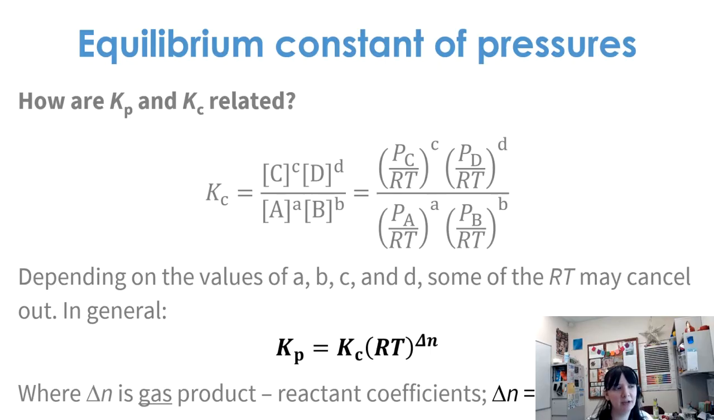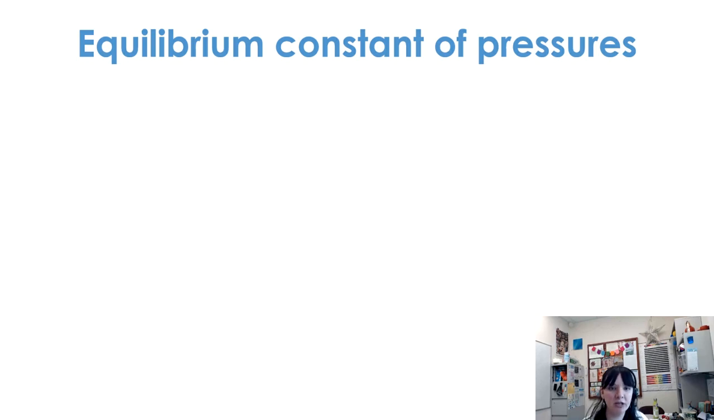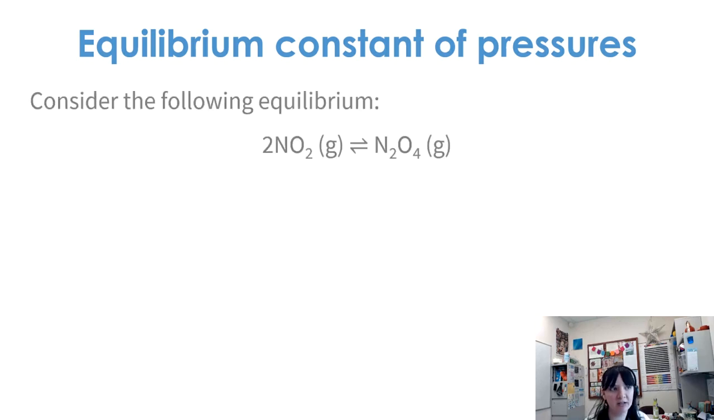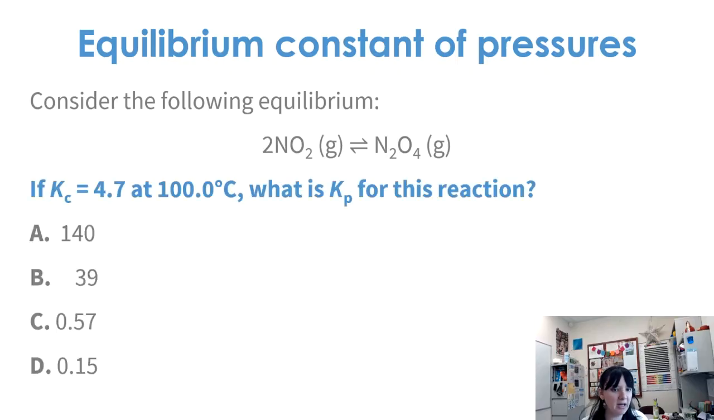But let's go ahead and look at some examples using this equation and calculating the equilibrium constant of pressures. So consider this reaction of nitrogen dioxide converting into dinitrogen tetroxide. Now let's say that at 100 degrees Celsius, the equilibrium constant for this reaction in terms of concentrations, so Kc, is equal to 4.7. What does that mean about Kp for this reaction? Go ahead and pause, take a moment to try and calculate this out yourself, and then we'll go over the solution in just a moment.